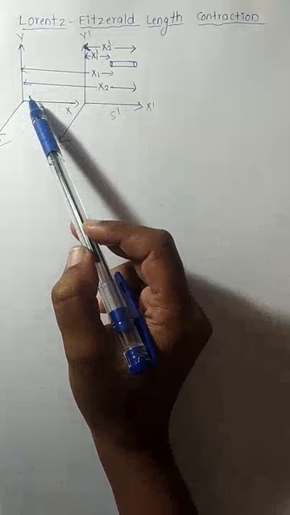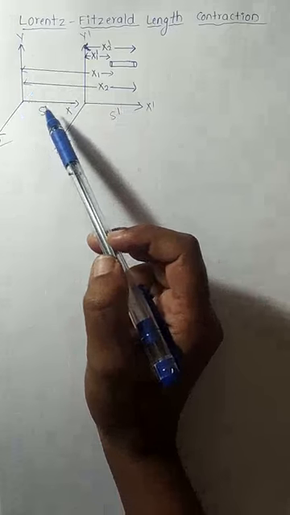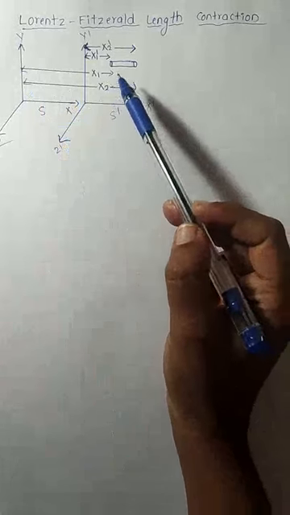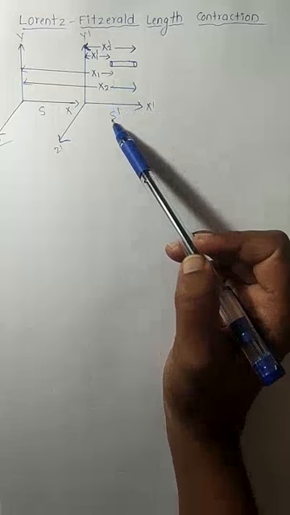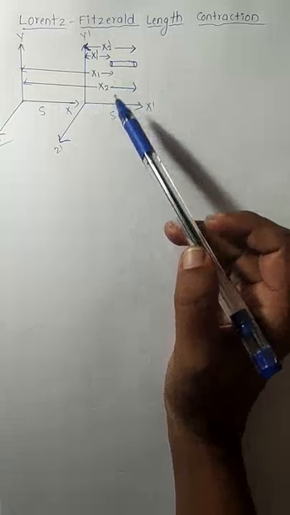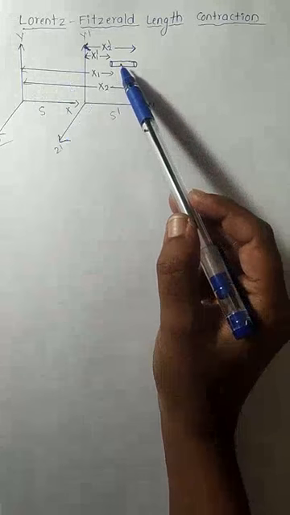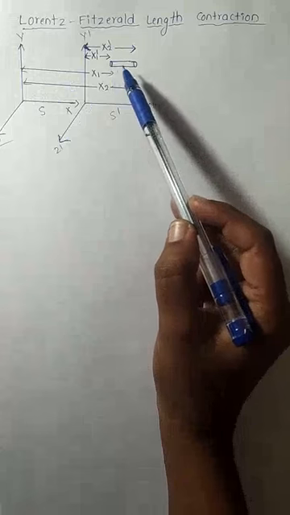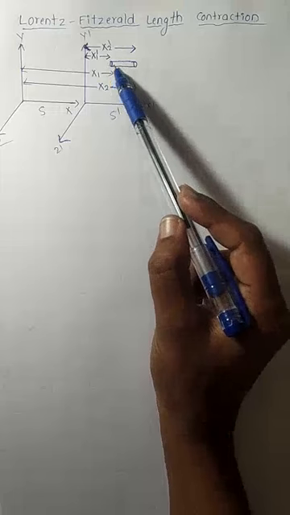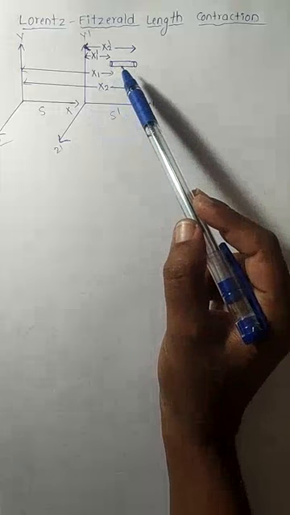The observer in the S frame is at rest with respect to S. But the observer in the S dash frame is moving with S dash. Both observers are calculating the length of the rod. The first observer is calculating the length of this rod and the second observer is calculating the length of the same rod.